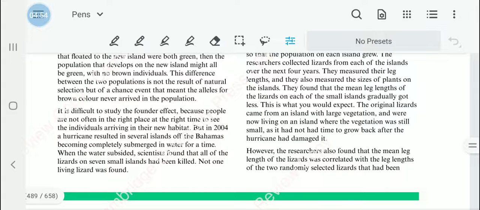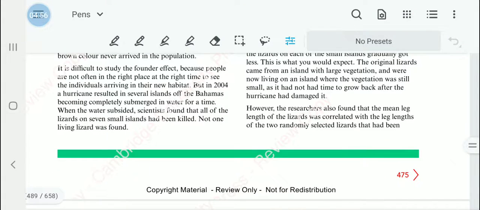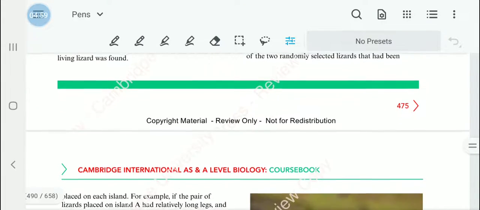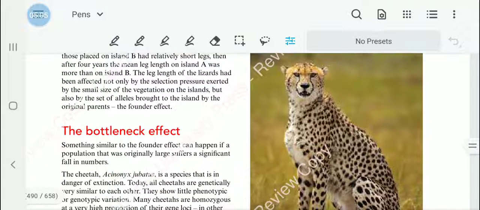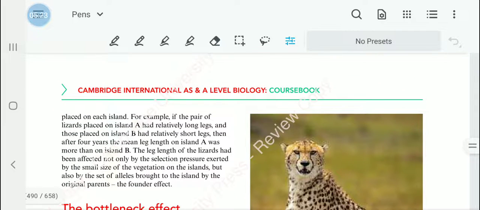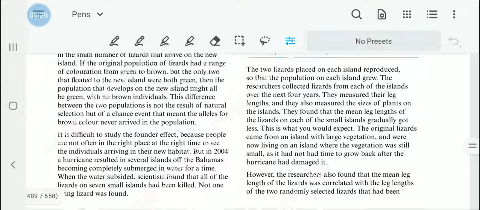Not only the alleles that they brought to the island, that is, what the original parents brought, the founder effect, also affected them. At the same time, the selection pressure also resulted in them changing their leg length. Write down a note on this.